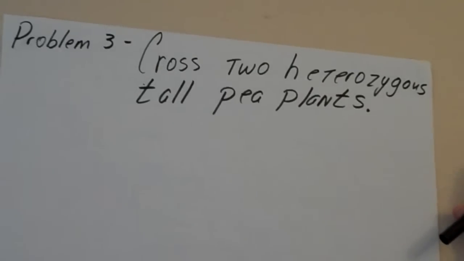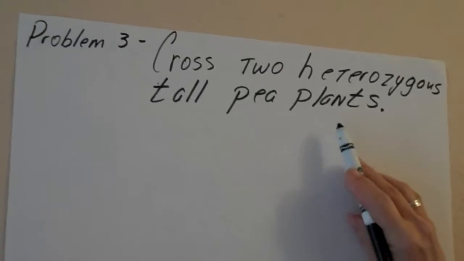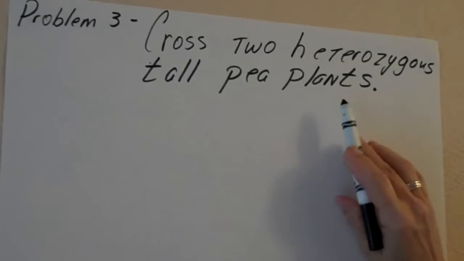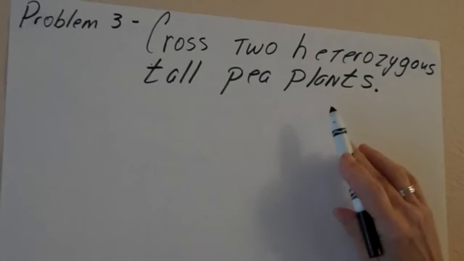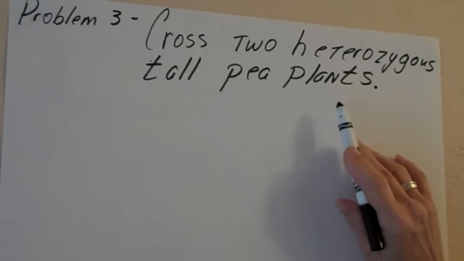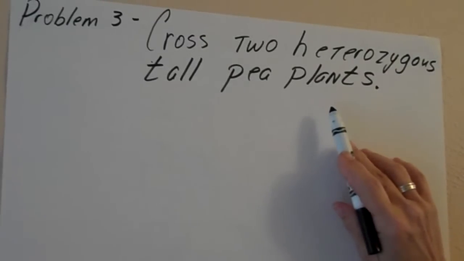We're going to do our third and final problem. We're going to cross two heterozygous tall pea plants. While it might not look like there's enough information to figure out what our parents would be, if you remember what we have learned so far about genetics vocabulary, you will find that there is.